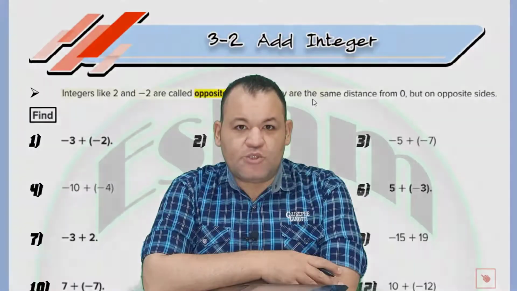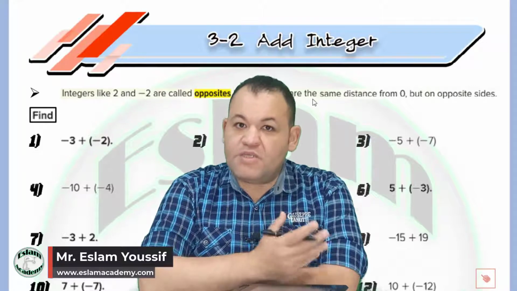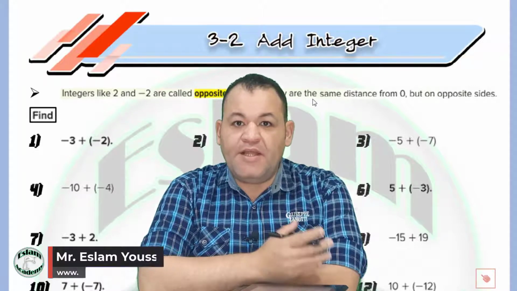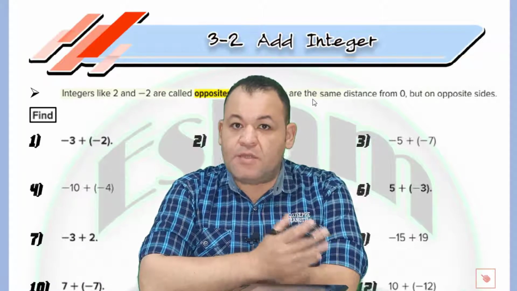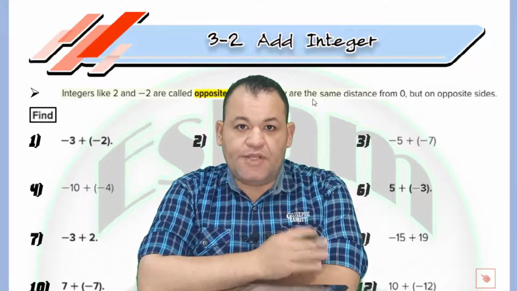Welcome back with a new math tutorial. In this video we are talking about adding integer numbers. Again, what is the meaning of the integer numbers? The integer numbers are the set of numbers that contain positive and negative numbers and zero. Zero is neither positive nor negative.